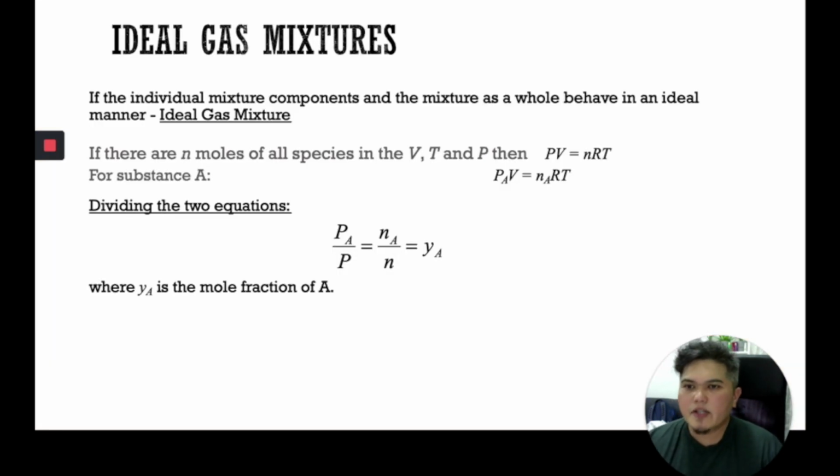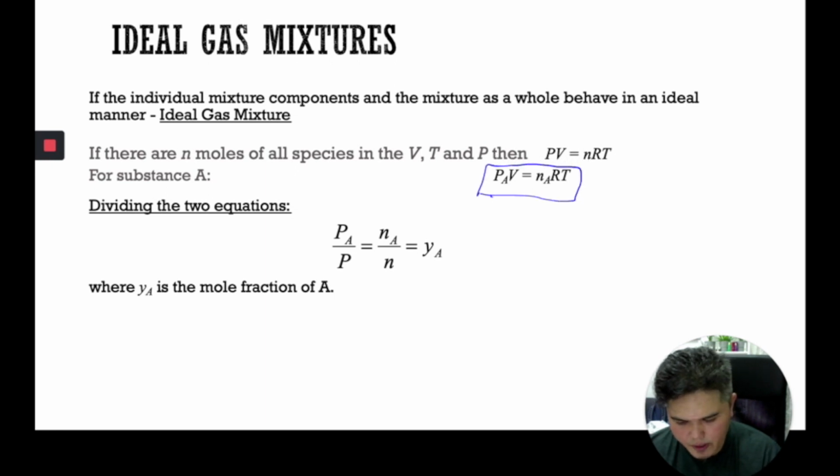If the individual mixture components and the mixture as a whole behave in an ideal manner, this is what we call an ideal gas mixture, as long as it is behaving well. If there are a number of moles of all species in V, T, and P, then PV equals nRT. But if you just want to calculate the volume or the number of moles of A only, you can use the partial pressure of A instead of the total pressure. You can substitute the number of moles of A, then you will be able to determine the partial pressure of A, and the other way around.